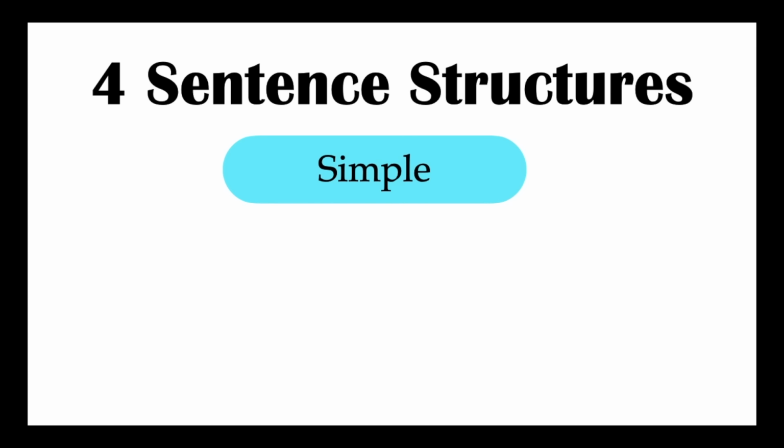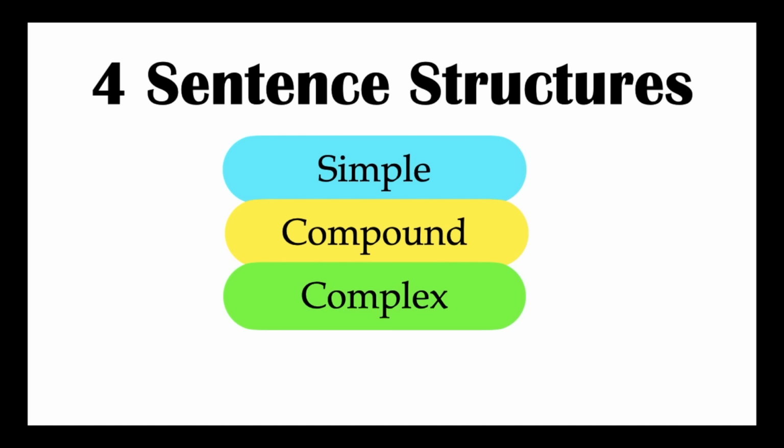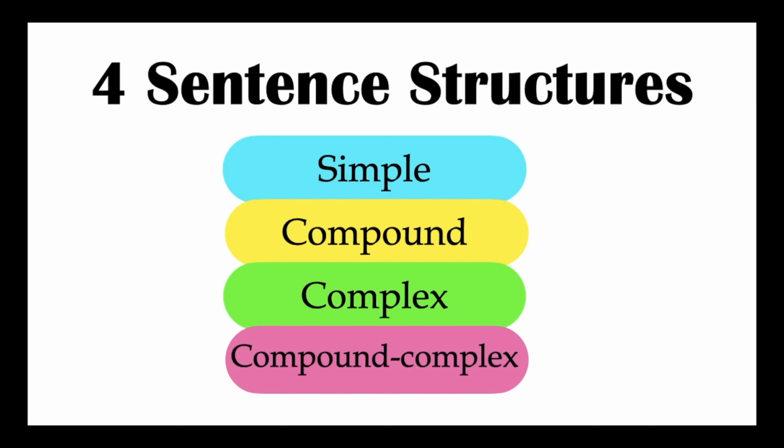In the English language, there are 4 sentence structures. These include simple sentences, compound sentences, complex sentences, and compound complex sentences. Learn these 4 sentence structures to improve your speaking and writing skills.